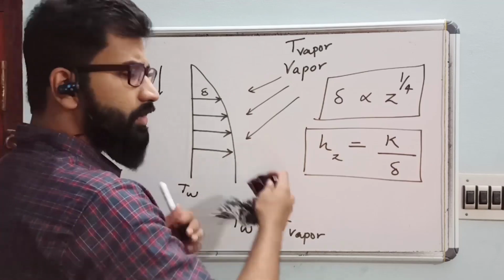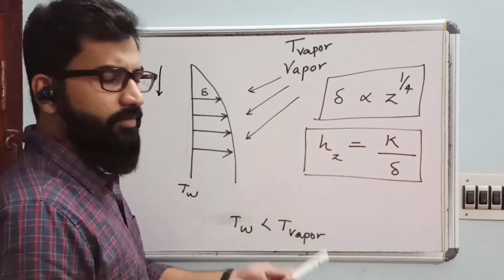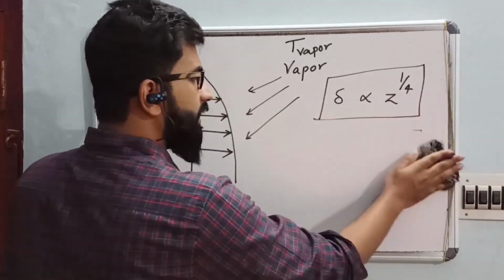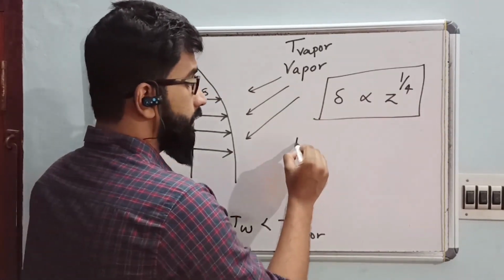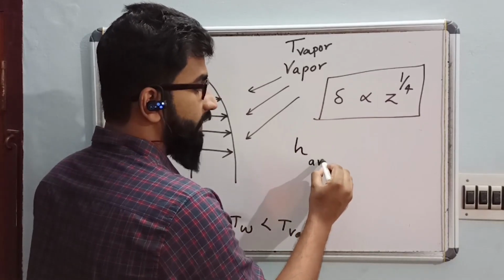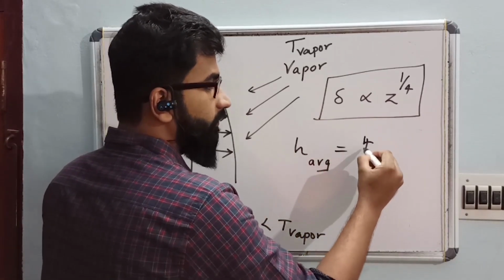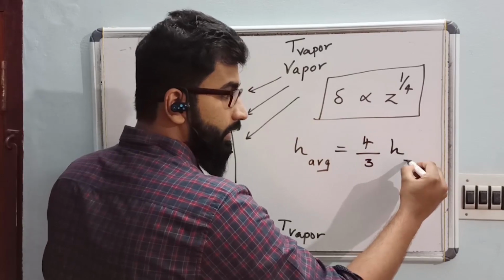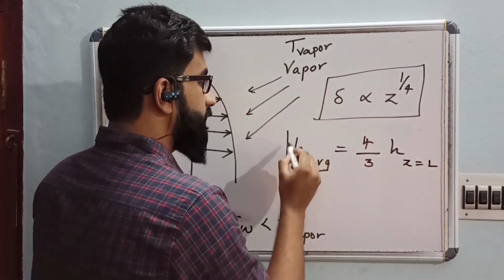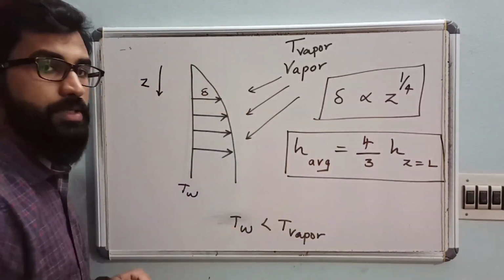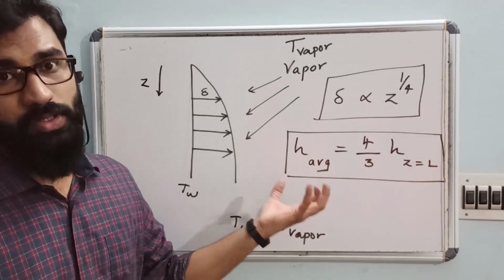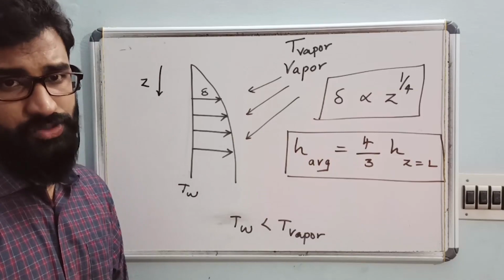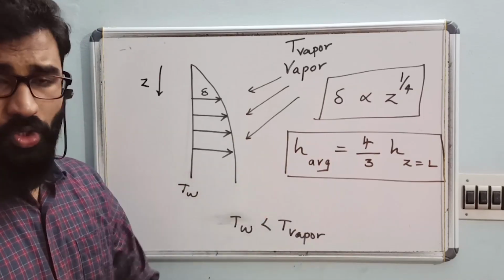Clear? In the same way, you have the general equation for H. You can remember that equation as well. Now, the important thing you need to remember, sometimes they can ask this: the average value of H is equal to 4 by 3 times the heat transfer coefficient at Z equal to L. This also you can remember. So based on this also they can ask a question. They can ask the question based on the actual equation of H, right? So you have an equation.